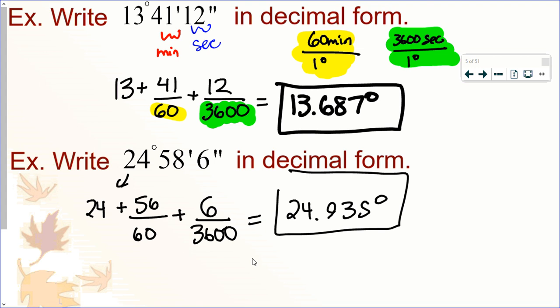So that's just dealing with the different ways that you can represent degrees, just either as a decimal or in minutes and seconds. And if you're dealing with navigation, they use minutes and seconds, like in a plane or in a boat. So it's a very useful use of this particular concept.